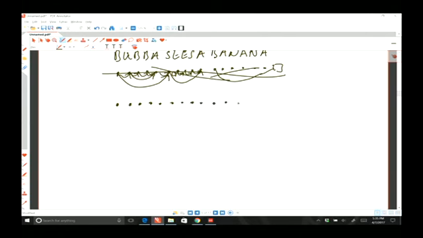Okay, so each vertex corresponds to a letter. You put an edge like this if this is A. I have to put an edge from B to U. Did I make a mistake? Baba sees a banana. No, that was okay. I need this. Okay, what is the meaning of this edge?